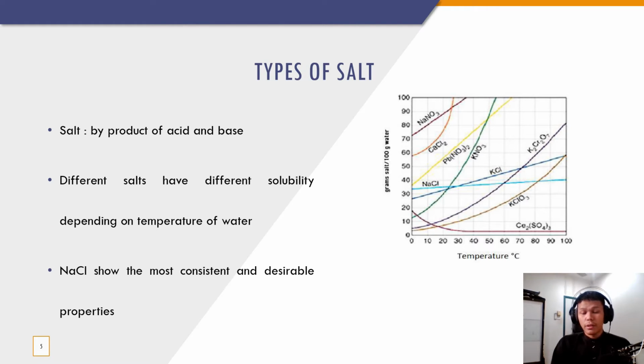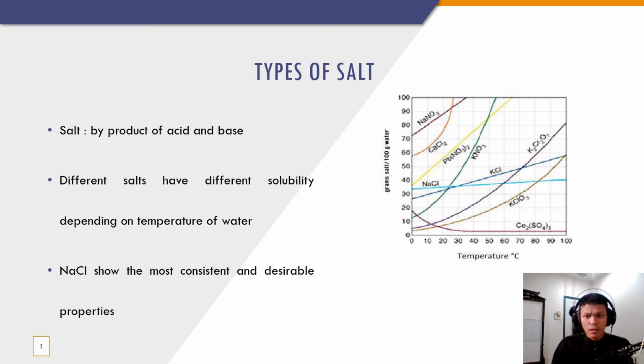Salinity gradient solar pond, as the name implies, uses salt to create different salinity gradients. By definition, salt is the byproduct of a chemical reaction between an acid and a base, the other byproduct being water. There are many different types of salt. The most commonly known is sodium chloride, also known as table salt. This is the type of salt that is used in salinity gradient solar pond. There are also other types of salt such as lead nitrate, calcium chloride, and potassium chloride.